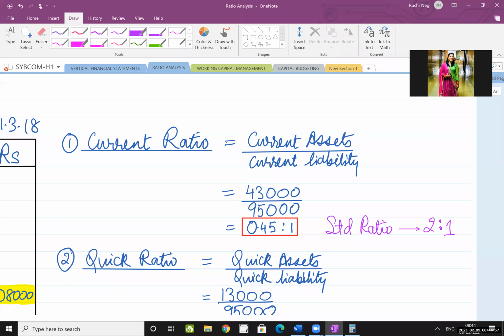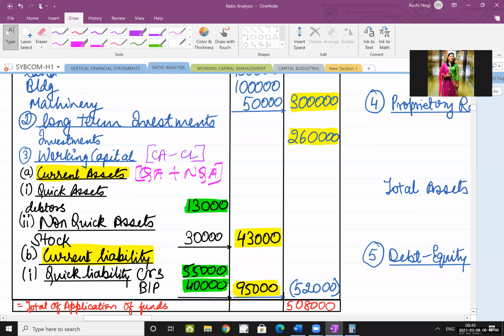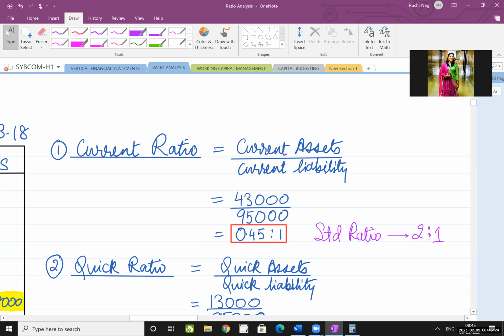Okay. How much is your current assets? Look into the vertical financial statement. 43,000 and 95,000. So right here, 43,000 divided by 95,000. 0.45 is to 1. Okay. But the industry standard ratio of current ratio is 2 is to 1. You have to always compare it with this 2 is to 1.